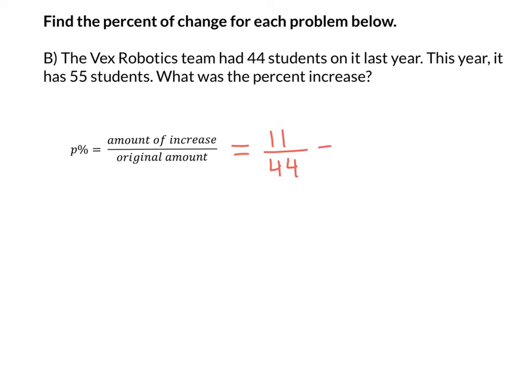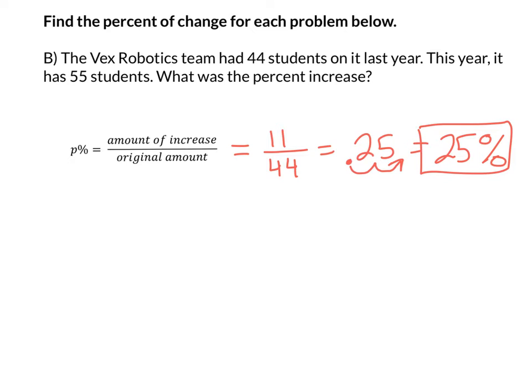So 11 divided by 44 gives us 0.25. So this is the decimal for how much this amount changed by, from going from 44 to 55. Now to find the percent, we just have to move the decimal over 2 spaces. And our percent of change is 25%. A 25% increase in the number of students.